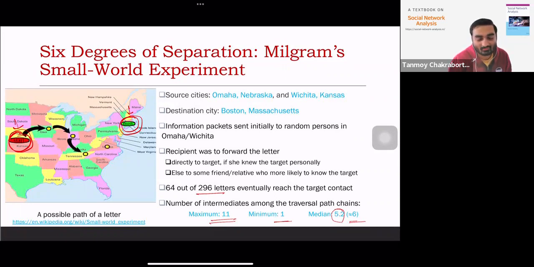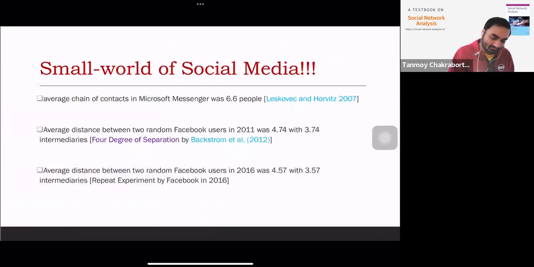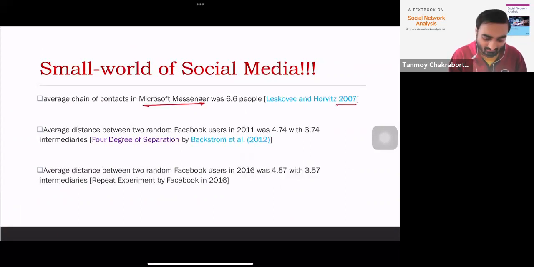A lot of debate started that, okay, this is not a valid one, or the sample size is less, and so on. So the same type of experiment was conducted again in 2007, right, in the online world, this time through Microsoft Messenger, by Leskovec and his team. And it turned out that the distance is 6.6, which is very similar to the 6 that Milgram mentioned.